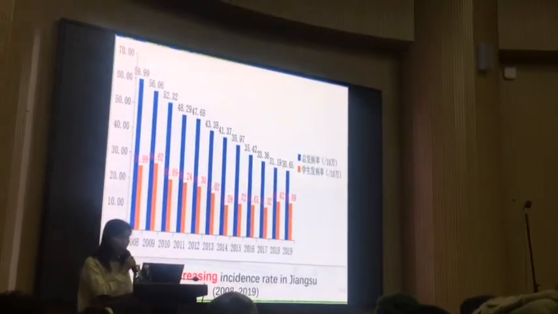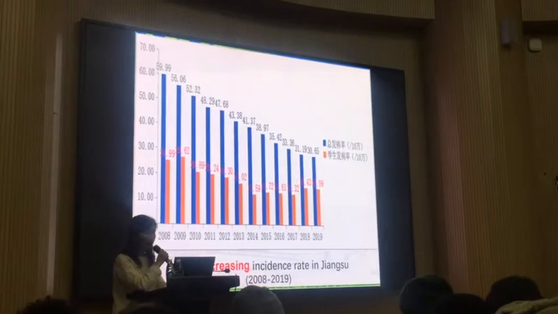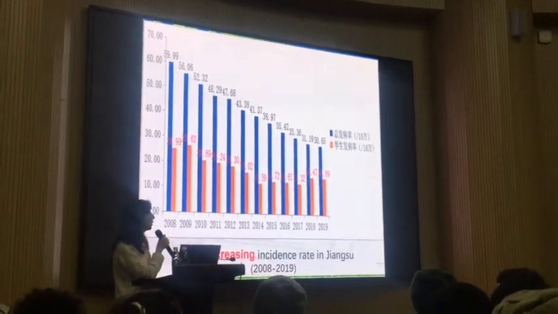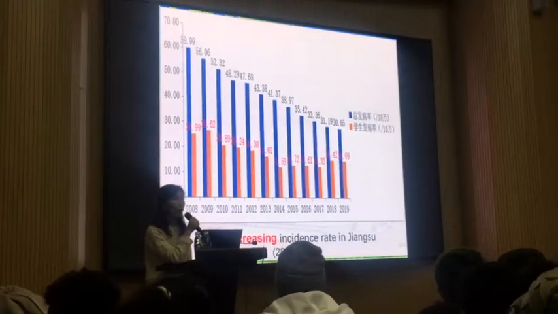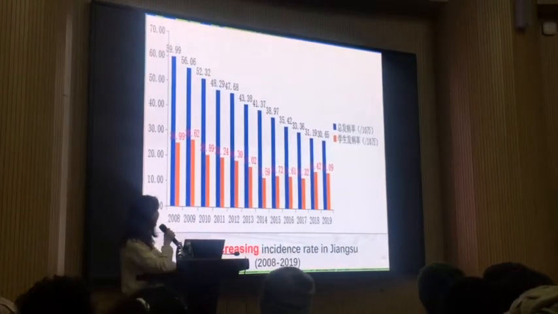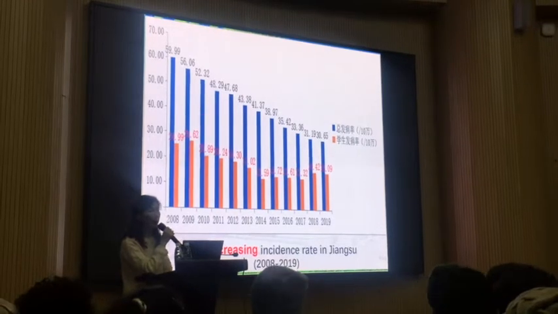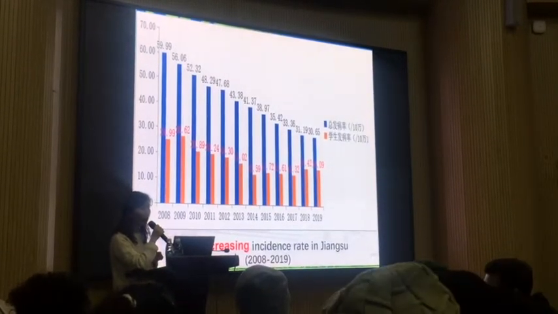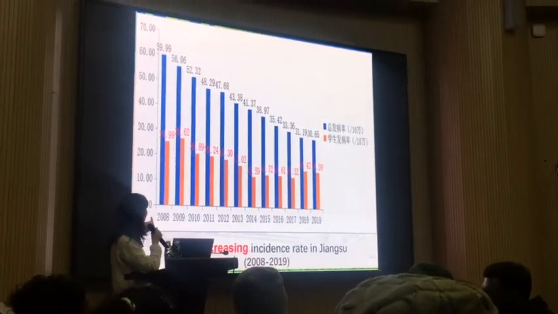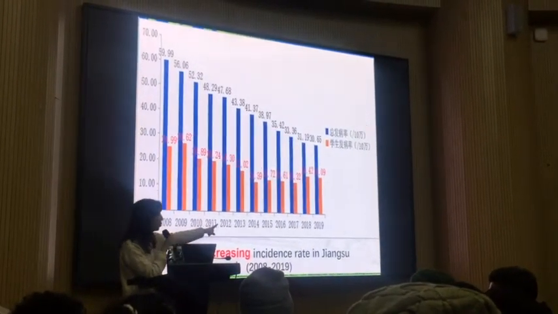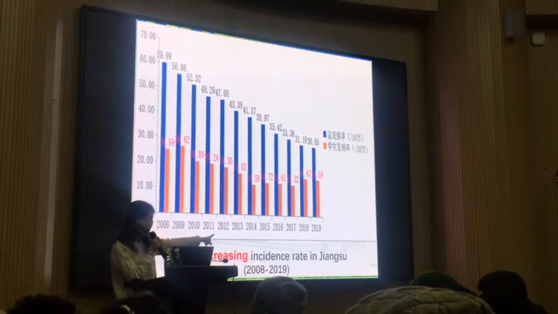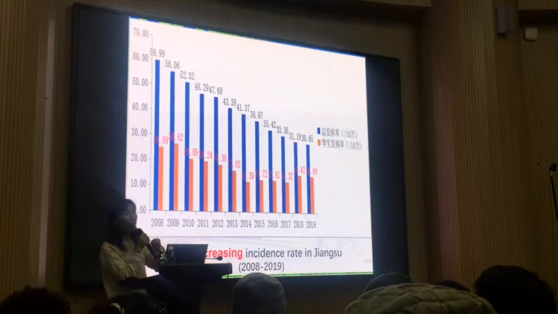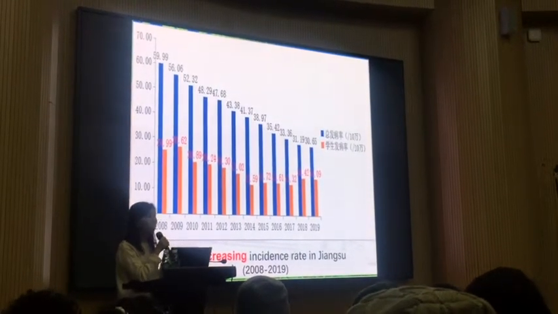And this slide shows the incidence rate, the blue for the whole population, and the orange for the students. We can see for the past years, from 2008 to last year, the incidence rate is decreasing.